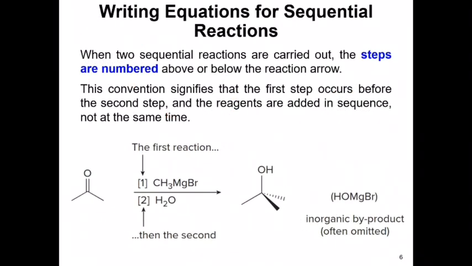And when you have two sequential reactions, the steps are usually numbered above or below the reaction arrow. So for example, the first step here indicates the first chemical reaction, and then the second step indicates the second chemical reaction. So here we have acetone reacting with methyl magnesium bromide first, followed by the chemical reaction with water to form alcohol. So the inorganic byproduct is usually omitted in the chemical reaction equation unless that byproduct is used again in another chemical reaction.